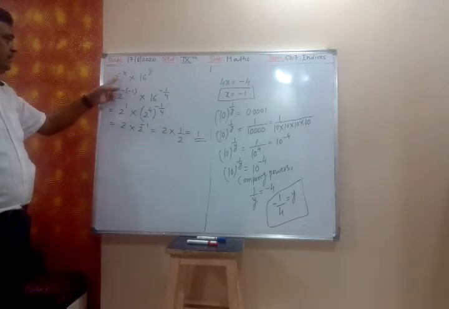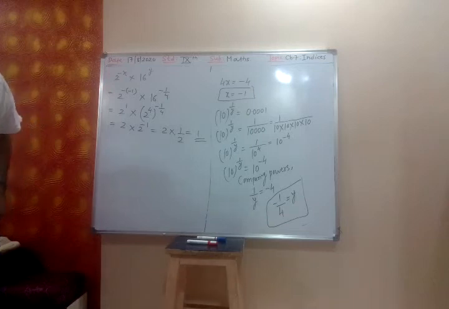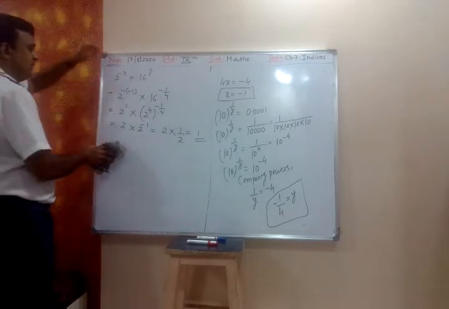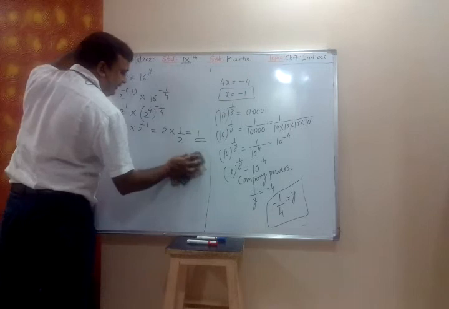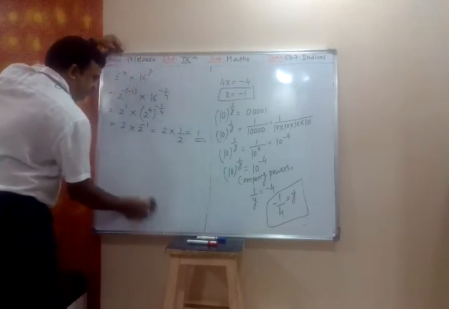Because in the question it is given 2 raised to minus x. So when we put the value of x as minus 1, then minus minus becomes plus. So minus of minus 1 becomes plus 1.